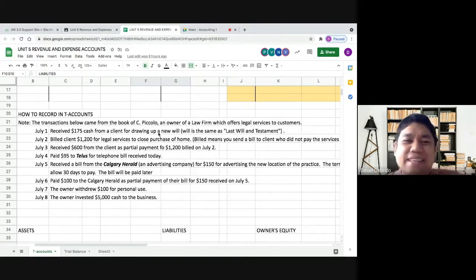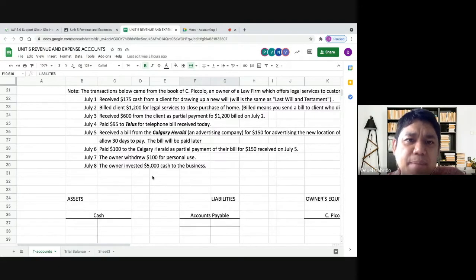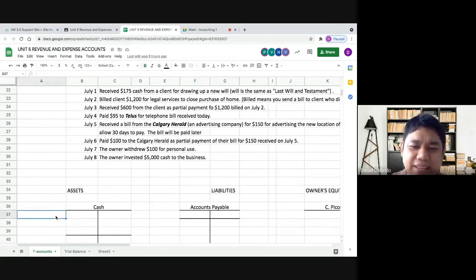Okay. So, anyways, we are after that. Received 175 cash from a client for drawing up a new will. So, what shall we do, guys? What's going to happen to our cash when we receive cash from the customer? Increase. Okay, debit, credit. Debit. Okay, so I'll put July 1, and then we have a 175 increase in cash.